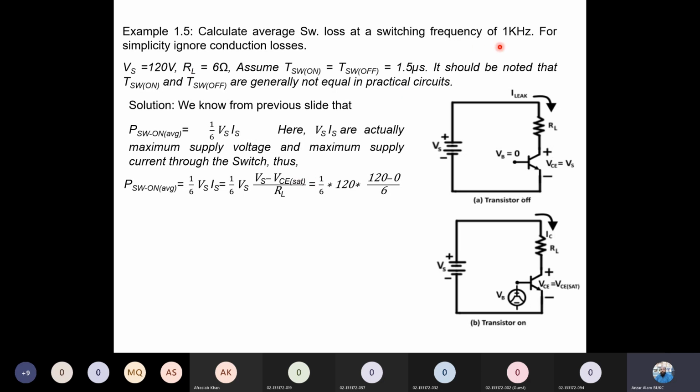Saturation, okay, because conduction losses are ignored here. When conduction losses are ignored, you take the collector to emitter saturation voltage as 0, and you end up with this. So the switch-on average loss is 400 watt. That's really very high. Just the loss is 400 watt. Think about it.